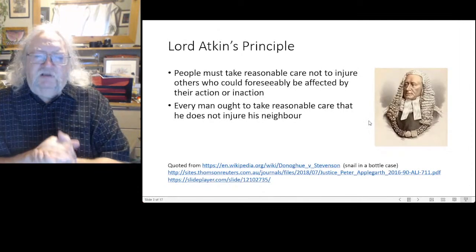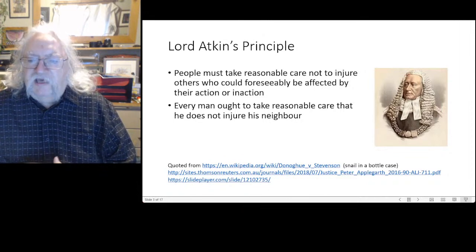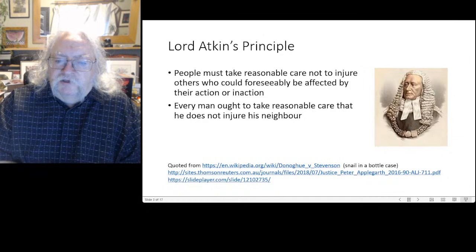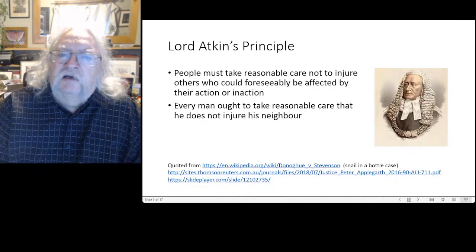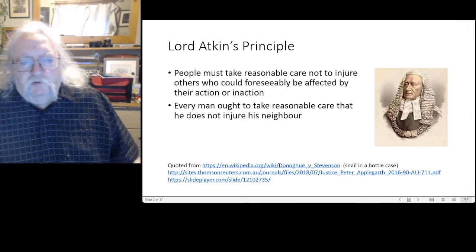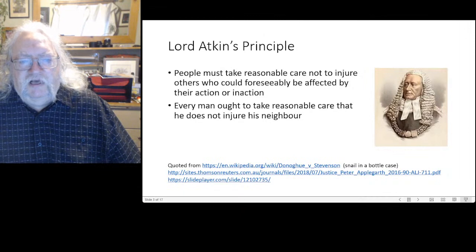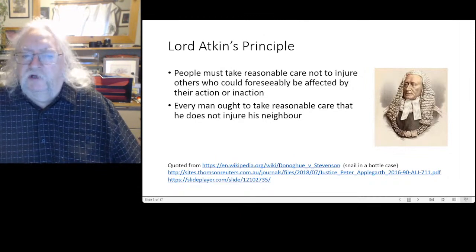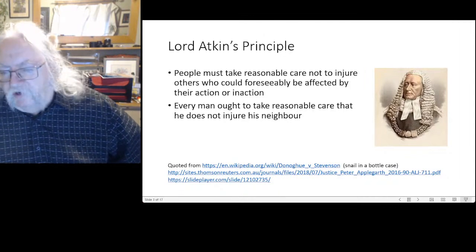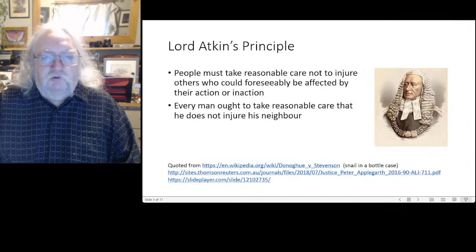So, this, as we mentioned in the previous video, goes back to the case of the snail in a bottle. The snail in the bottle case was heard by Lord Atkin, and the dictum here is that people must take reasonable care not to injure others who could be foreseeably affected by their action or inaction. And more generally, every man ought to take reasonable care that he does not injure his neighbor. And again, I'm quoting from these websites. Forgive the lack of quotation marks on the slide. I'm not coming up with these words on my own.